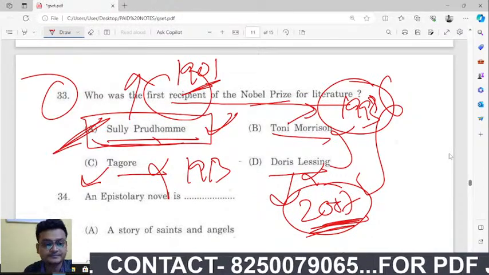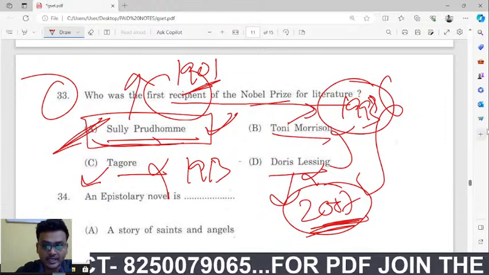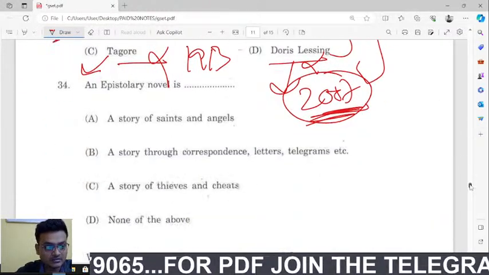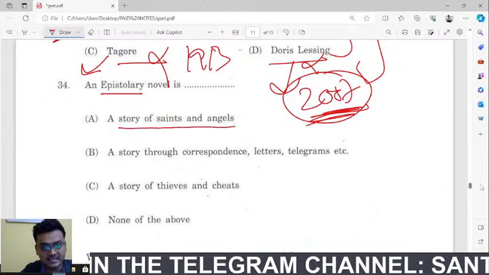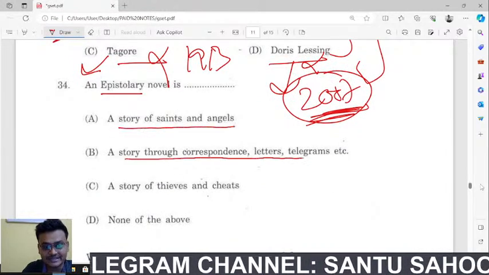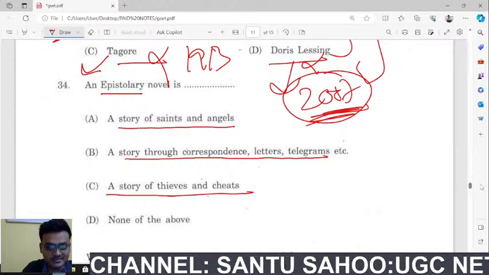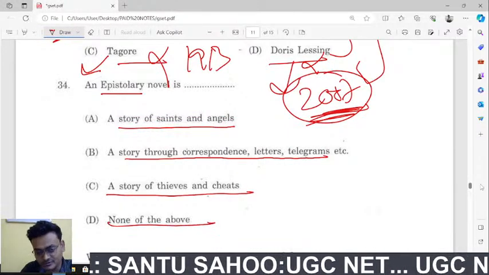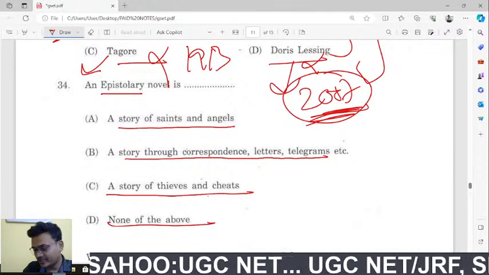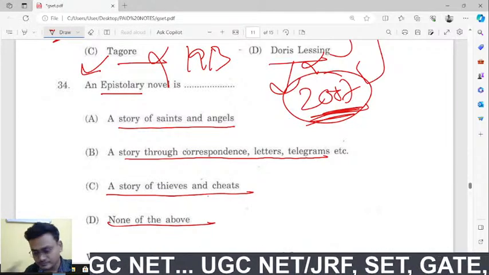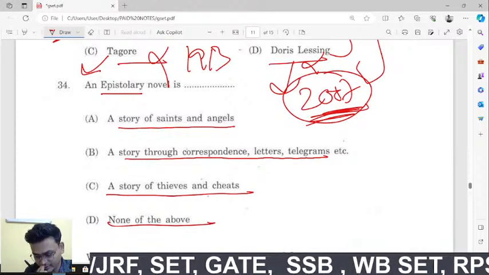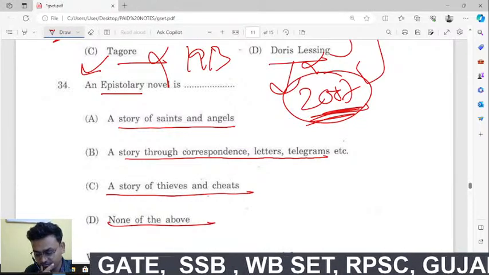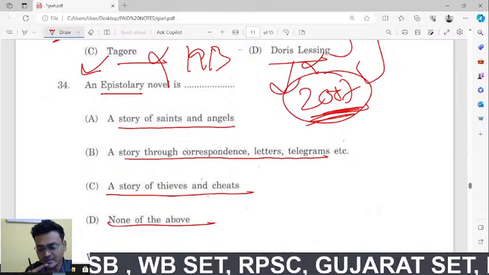1901, exactly. Chalo, now here is question number 34. An epistolary novel is a story of saints and angels, a story through correspondence, letters and telegrams, a story of thieves and cheats, none of the above. What kind of question is this? An epistolary novel. Got it, Pramod. Excellent, Tahida as well, Biba well done.